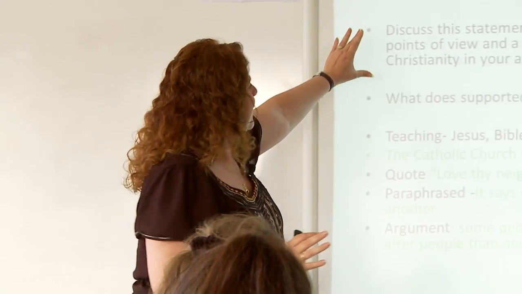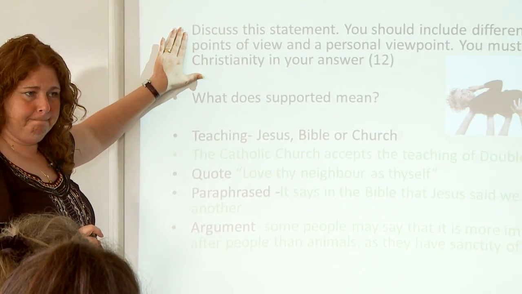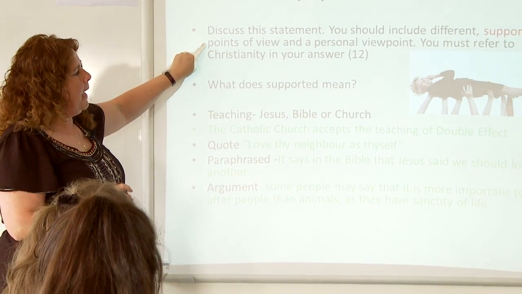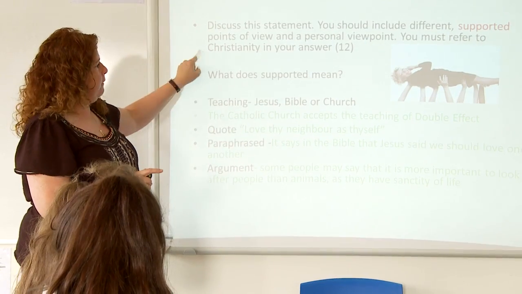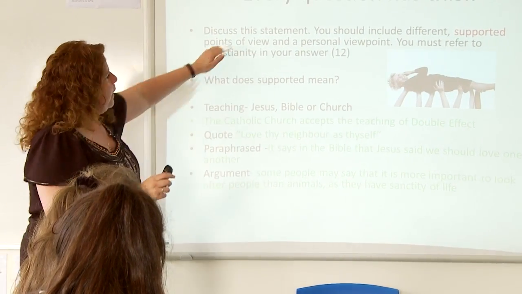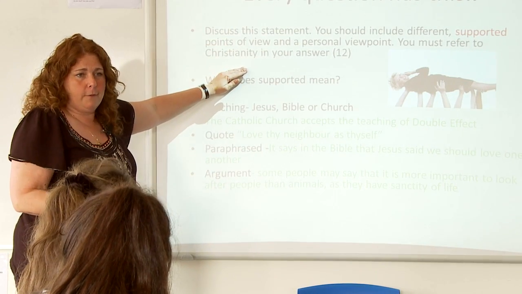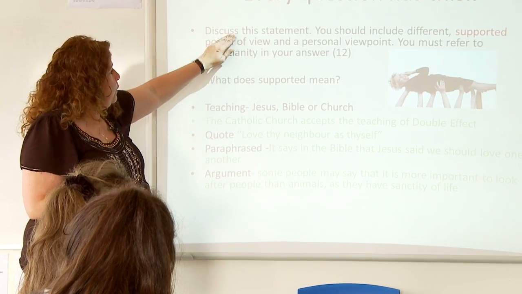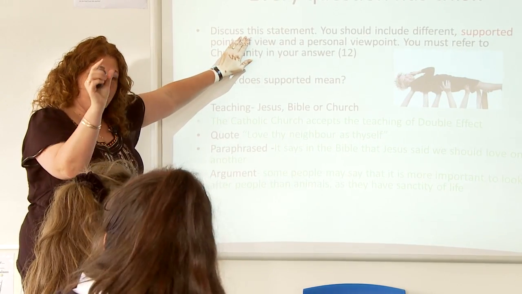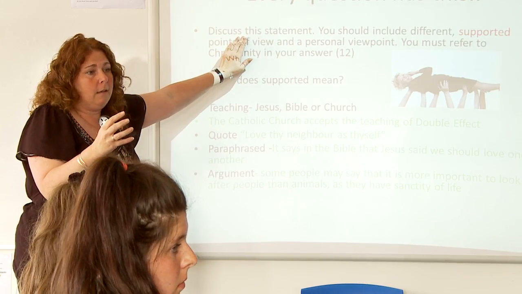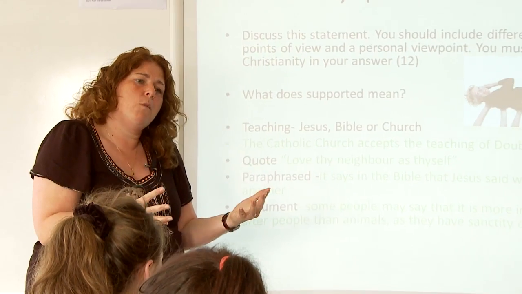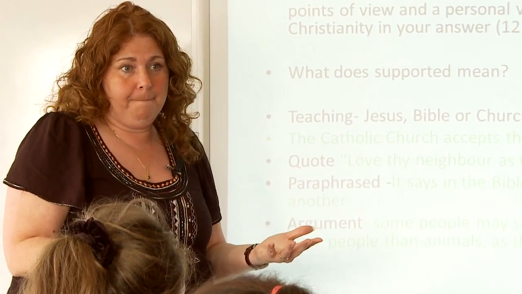Every question has this statement at the end of it, doesn't it? Discuss this statement. You should include different supported points of view and a personal viewpoint. You must refer to Christianity in your answer. If you do all of those things, you can get 12 out of 12. So you discuss the statement, and as you've already said, Imi, you do for and against. That's discussing. I can see this point of view, but I can see that point of view. So as long as you're showing more than one point of view, you're discussing it.